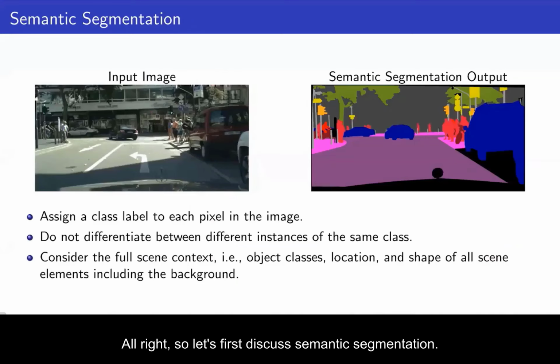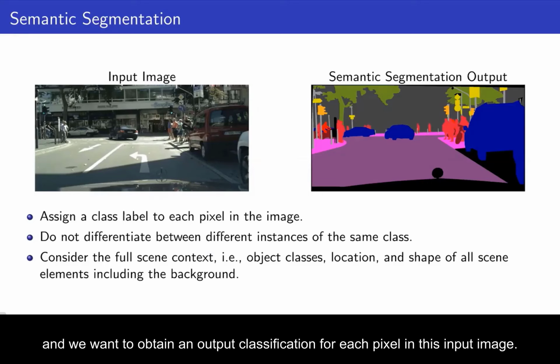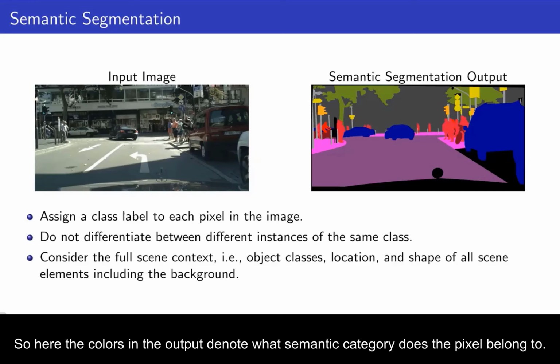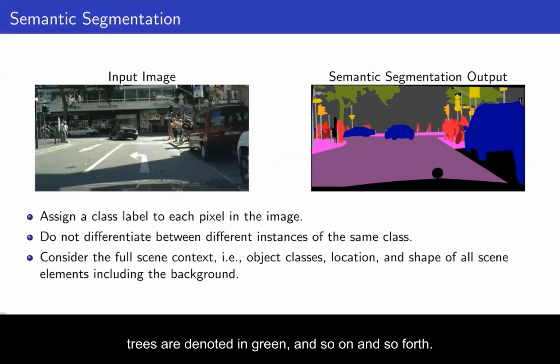All right, so let's first discuss semantic segmentation. Semantic segmentation is a task in which we input an image to a network, and we want to obtain an output classification for each pixel in this input image. Here the colors in the output denote which semantic category the pixel belongs to. For example, pixels belonging to cars are denoted in blue, pixels belonging to the road are denoted in purple, trees are denoted in green, and so on and so forth.